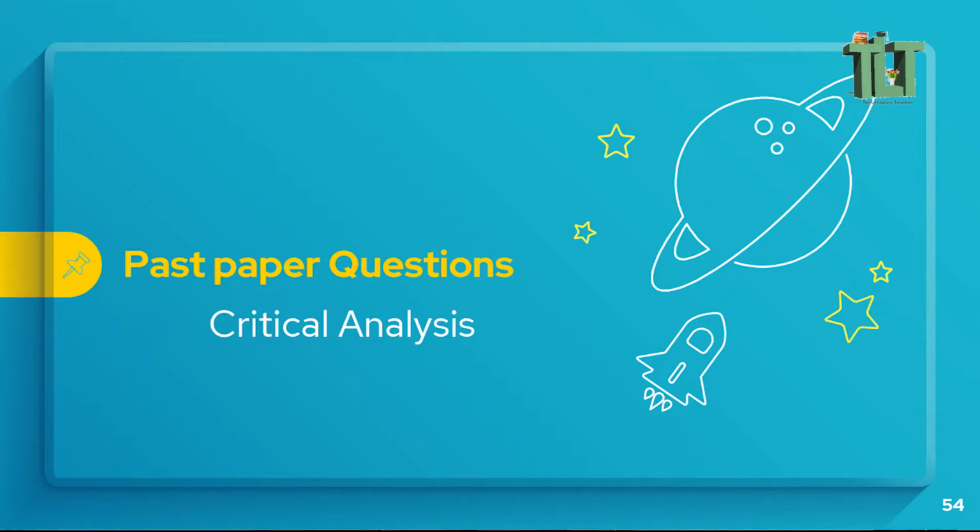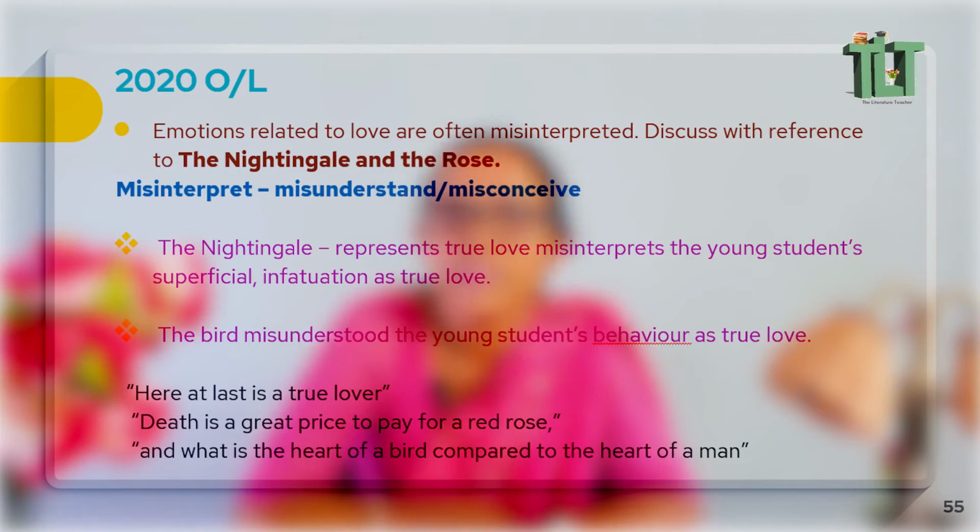Right, shall we analyze one critical question? Okay. 2020. Emotions related to love are often misinterpreted. Discuss with reference to The Nightingale and the Rose. What's it? Emotions related to love are often misinterpreted. What do you mean by that? I have given you the meaning here.